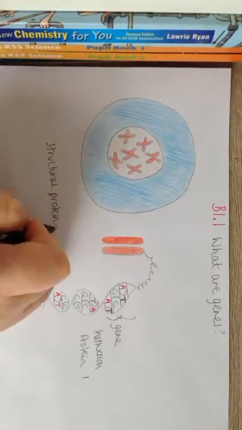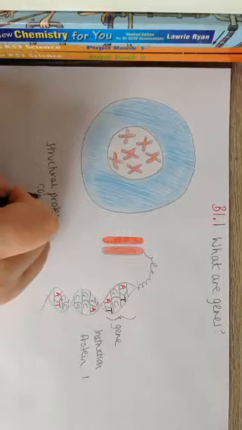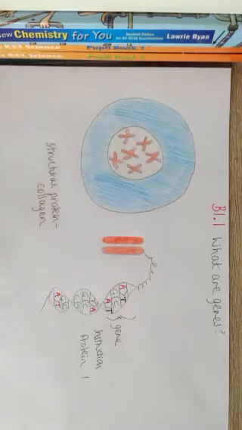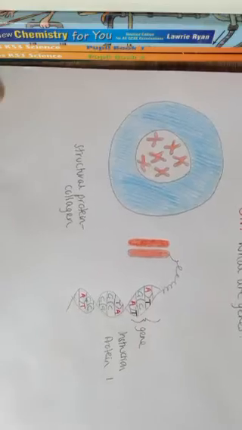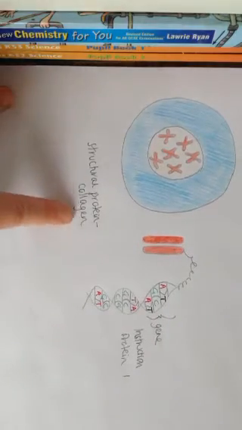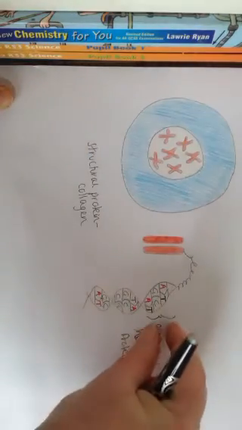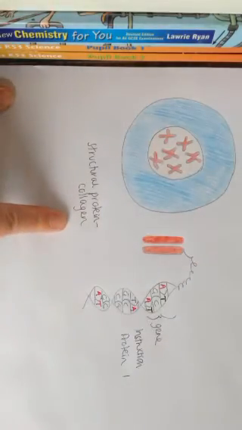Now, the best example to use there is something like collagen, which is the most abundant protein in your body. It makes up your hair, your skin, your muscles, your tendons, your bones, for example. So structural proteins are collagen. So those are the instructions to be able to make that collagen, for example.